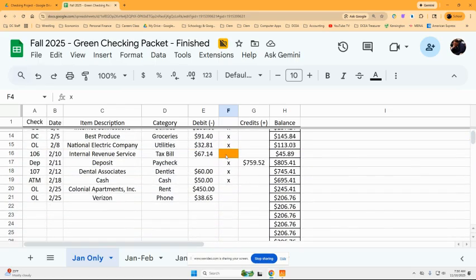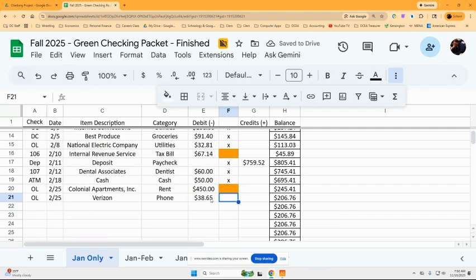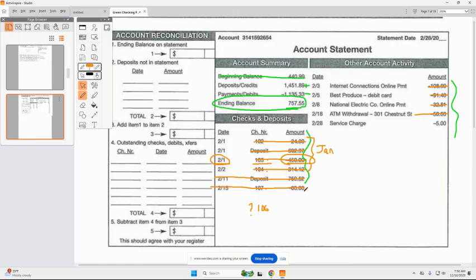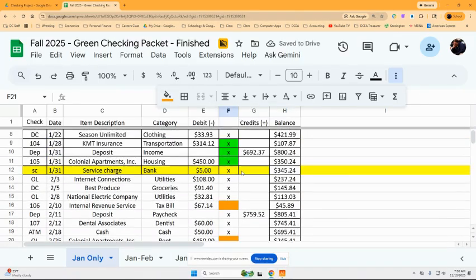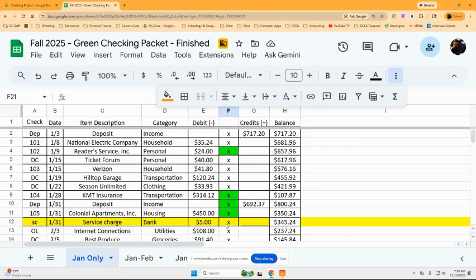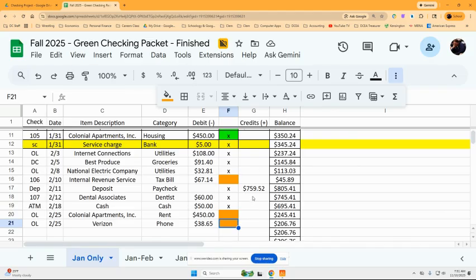So we've got this check for $67. We've got this online payment for $450. And we've got this online payment for $38.65. It's for Verizon, right? But notice, it's not this number up here, right? So again, according to our point of view, we cleared up all of our January stuff, right? All our old outstanding January stuff. Now we've got 3 outstanding payments here in February. We don't have any outstanding deposits.